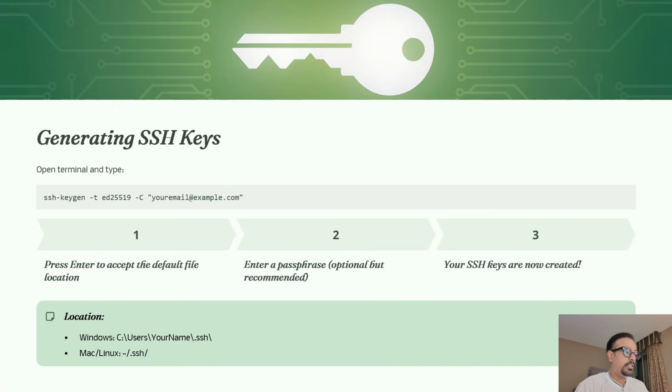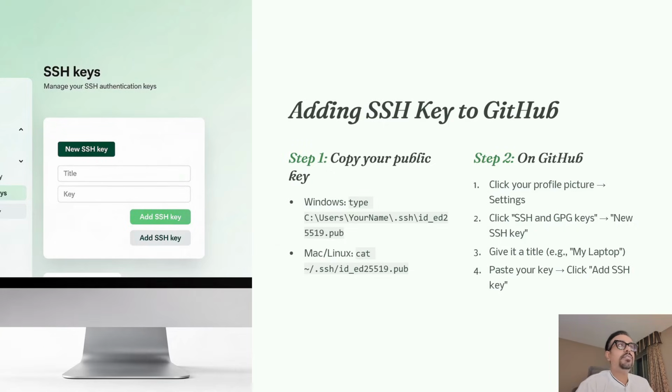So once that is done, what's next? Next we are going to add this SSH key to our GitHub account. So now you understood where your file has been saved. The public key that you have over here, we are going to use that public key. We are going to copy that public key, and then we are going to go inside GitHub, and over there we are going to add our SSH key. Now let me go ahead and take you to the GitHub console.